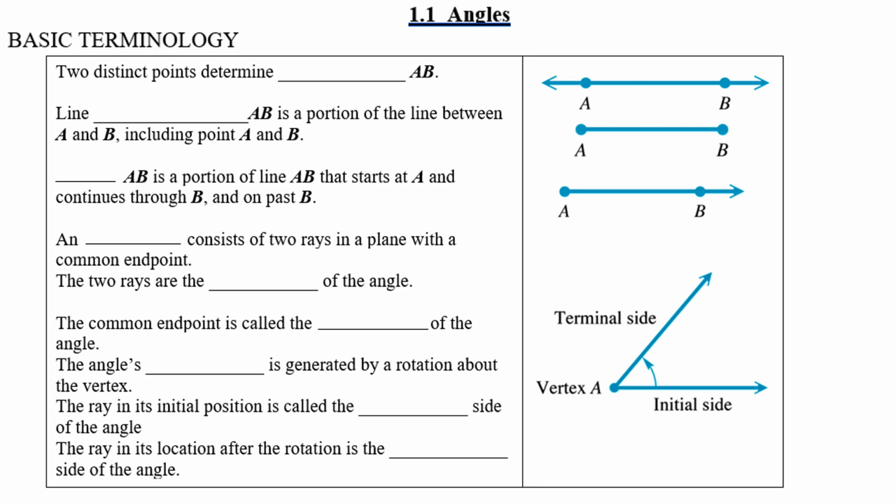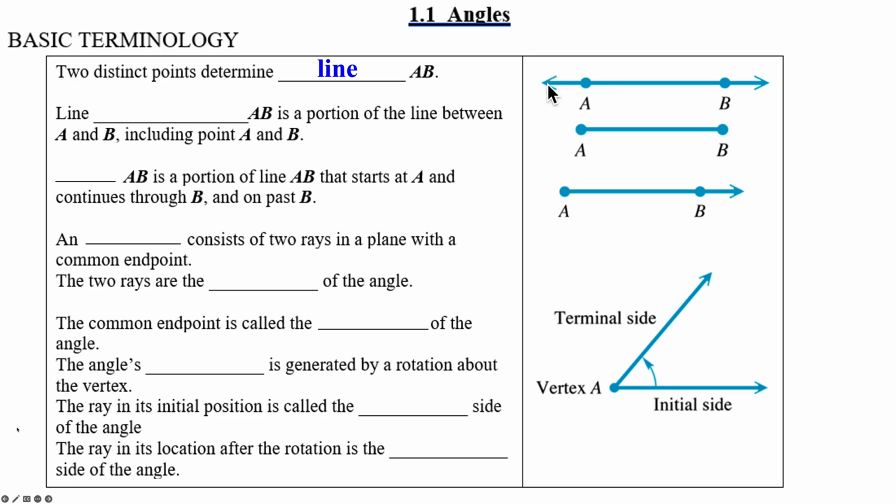Here we're going to introduce our basic terminology for angles. To the left here, we have our definitions. To the right, we're going to have our pictures of our diagrams. So two distinct points determine a line, AB. That's this picture right here.